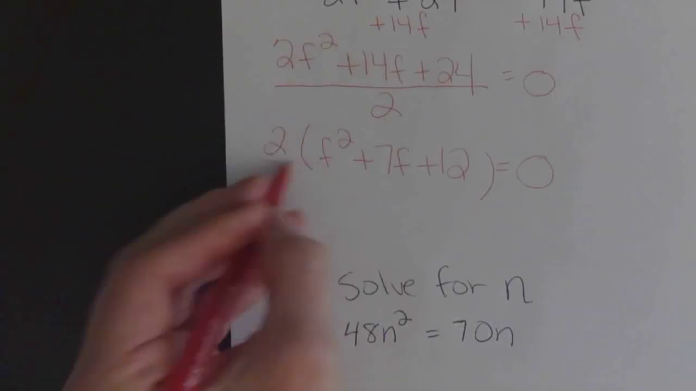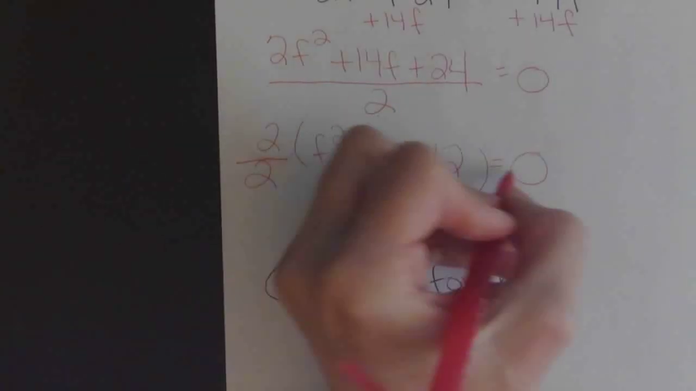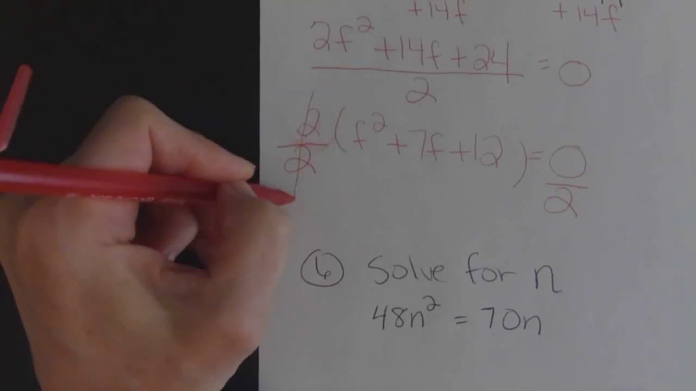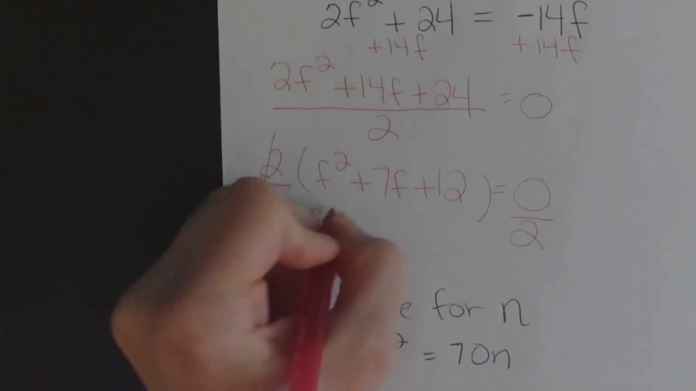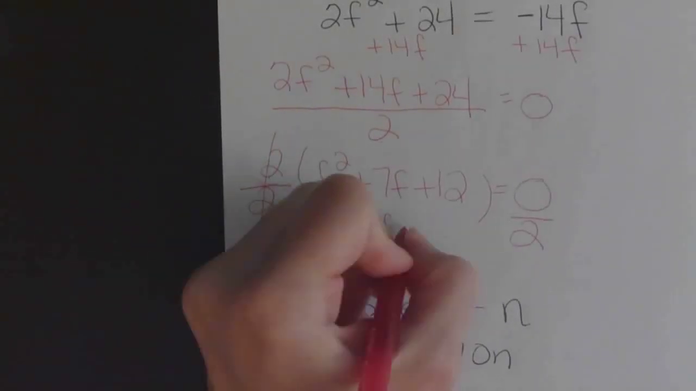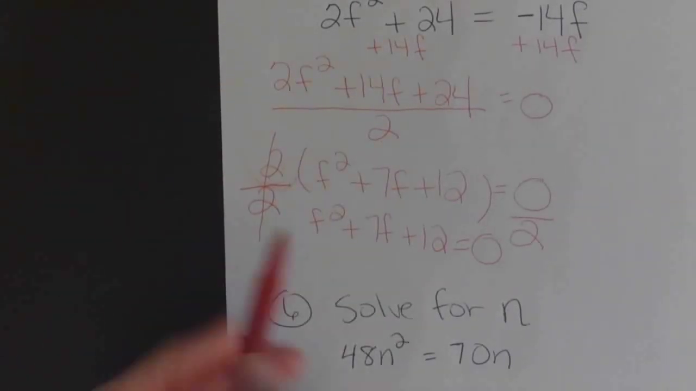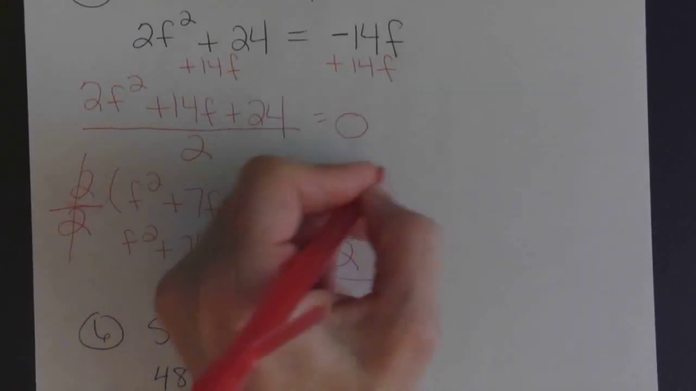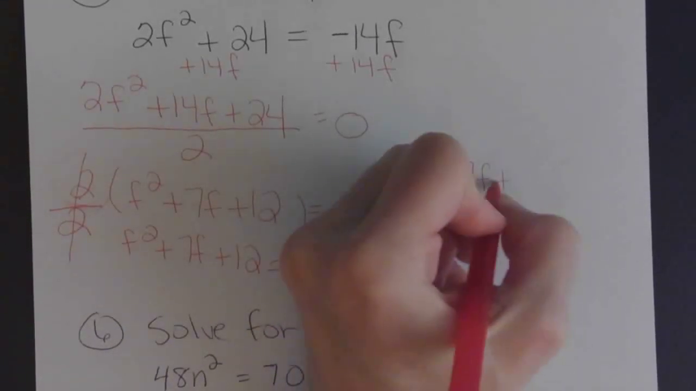So this 2 is kind of irrelevant in a way. What I can do to get rid of it, and remember, I couldn't do this if I had an f out here with it, but because it's just a plain old 2, why don't we divide both sides by 2, and then we can squash it from this side, and then we just have f squared plus 7f plus 12 equals 0 divided by 2 is still 0. So now I can just focus on this and factor this.